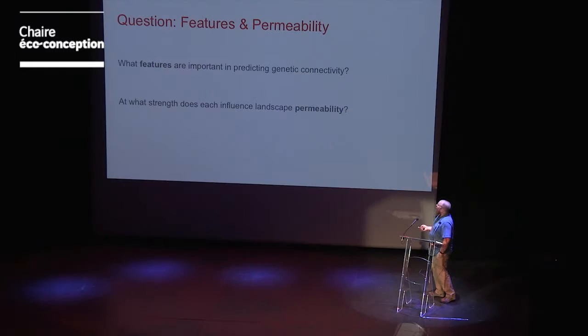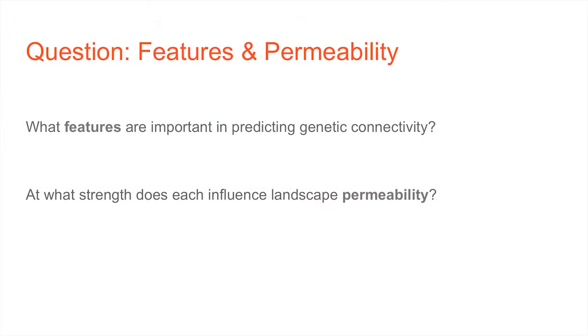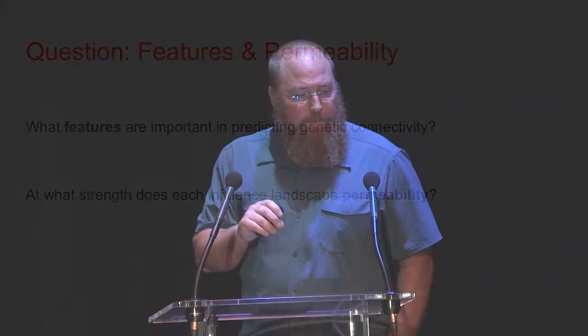Okay, so the main questions that I'm going to talk about today is what features of the landscape are important in predicting this level of genetic connectivity, and can we identify the strength at which they occur? And if we can do that, we can actually develop a predicted resistance model for connectivity based upon how we design our urban landscapes. That would be a predictive tool that could be useful for understanding the extent to which we are restricting pollinators from moving.